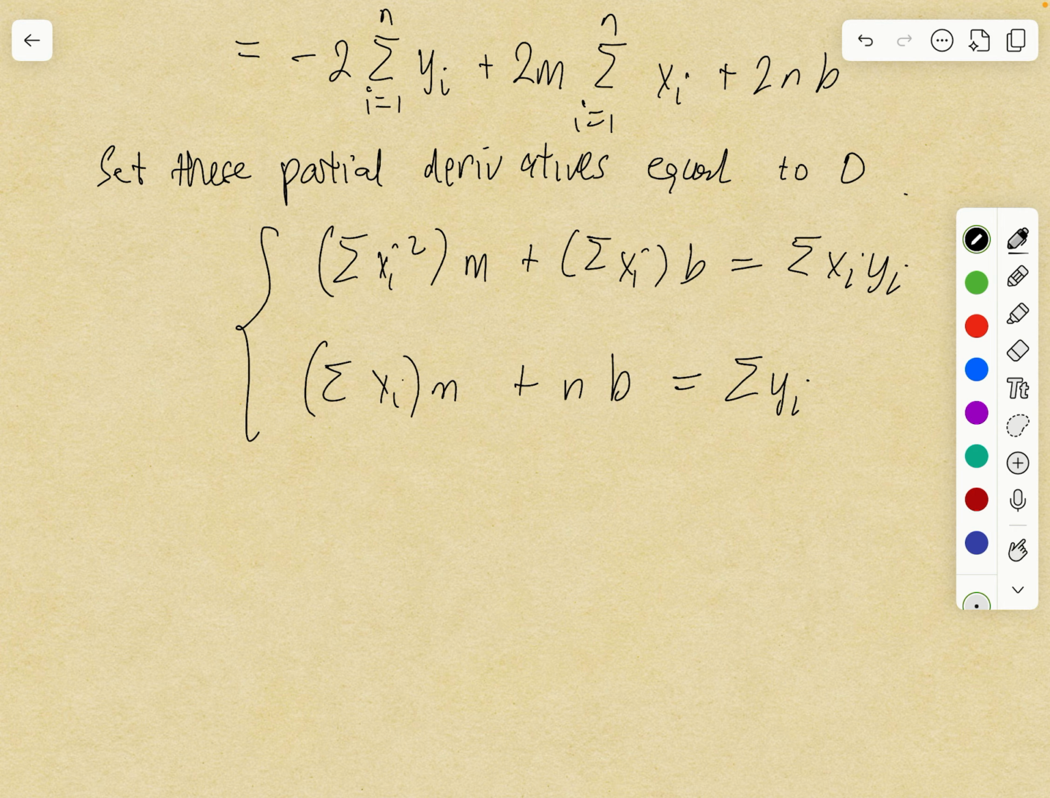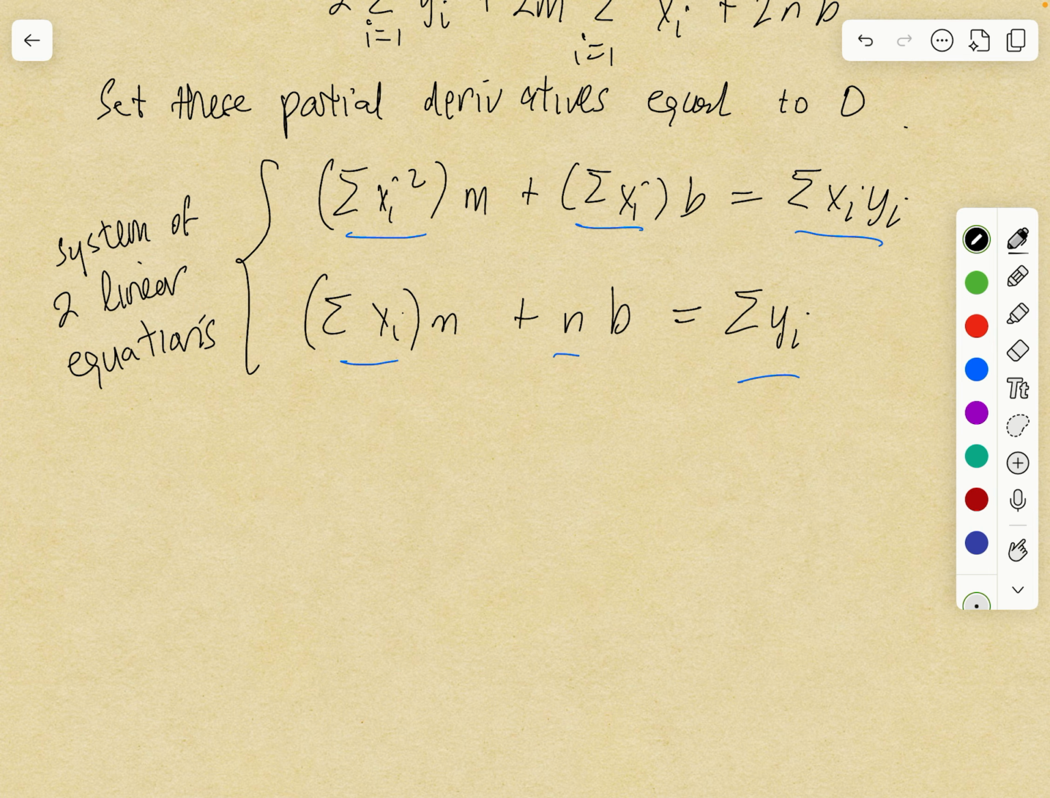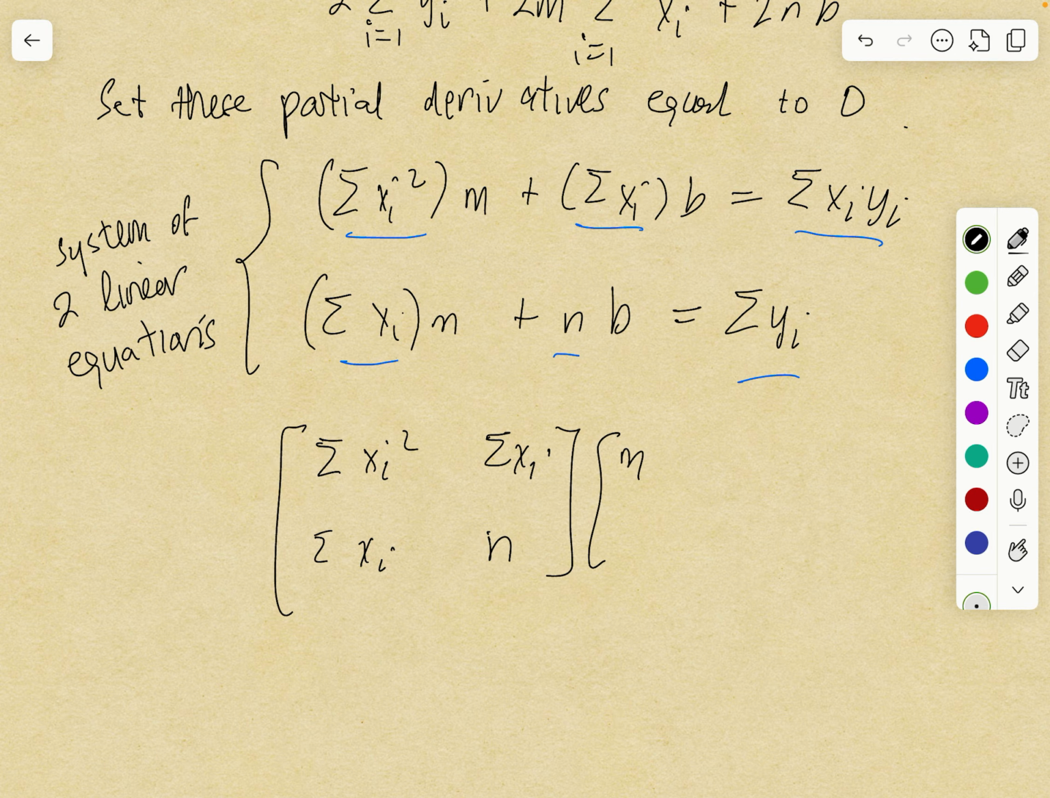So all these sums are from i equals 1 to n. Now you know, it looks complicated, but these are all constants. So this is just a system of two linear equations. I can write this in matrix notation as the sum of the xi squared, sum of the xi, sum of the xi, n, times m, b, equals sum of the xi yi, sum of the yi's.